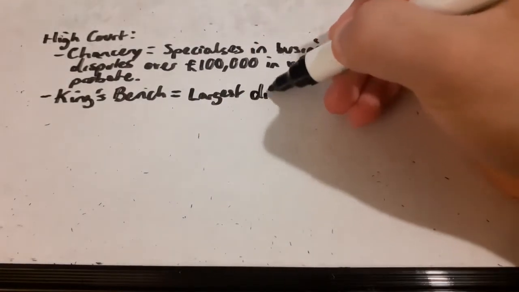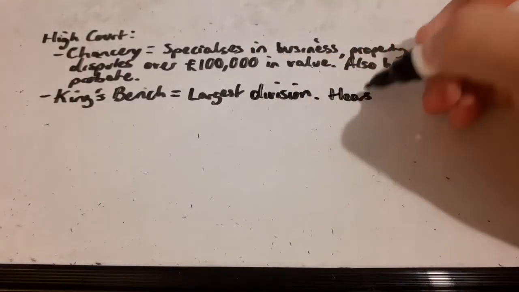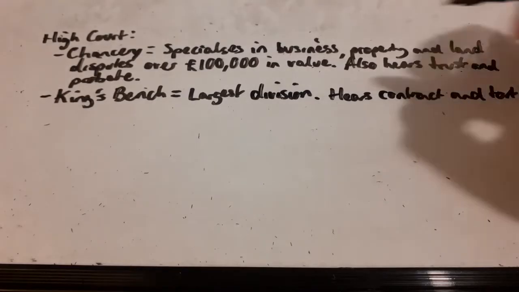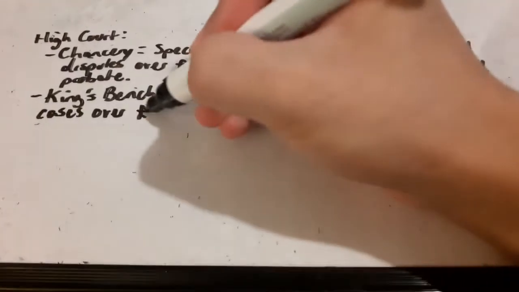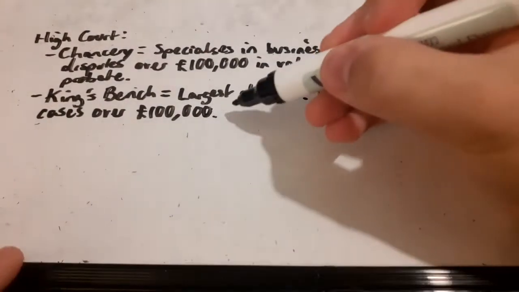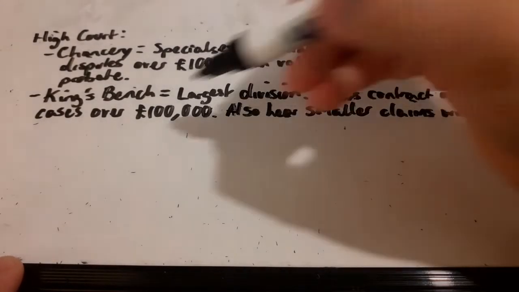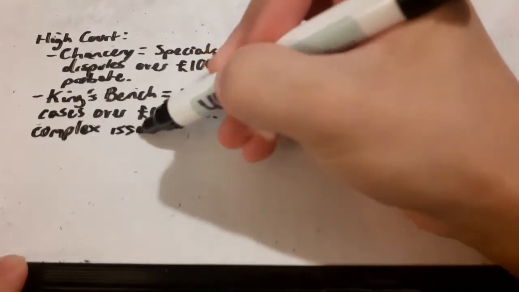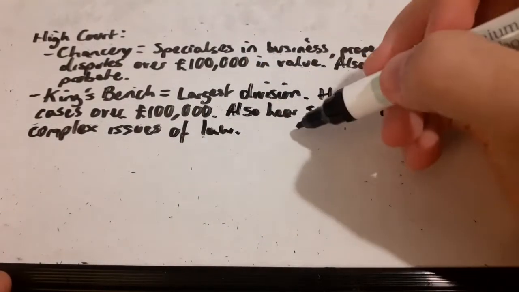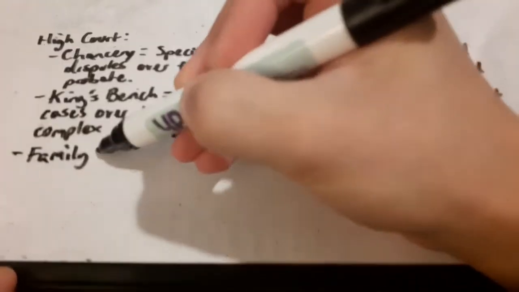The second one is the King's Bench Division. This is the largest of the divisions, and it hears contract and tort cases above £100,000 in value, and smaller claims with more complicated issues of law. There are also subdivisions of the King's Bench, including the Administrative Court, which hears applications for judicial review, and the Circuit Commercial Courts, and these are just a couple of examples.